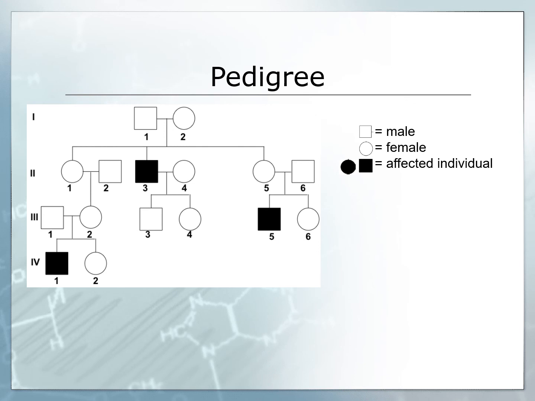This is a pedigree for a sex-linked disorder. Notice that neither one of the parents in generation 1 are affected by this disorder, but the son is affected, and neither of his sisters have it. We see that the son of the youngest daughter also has it.